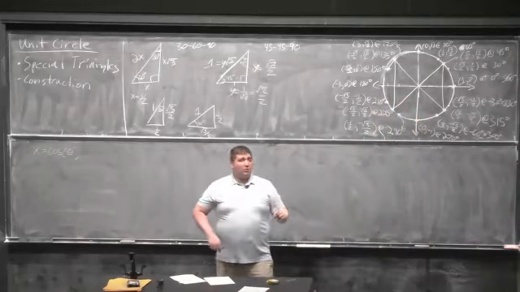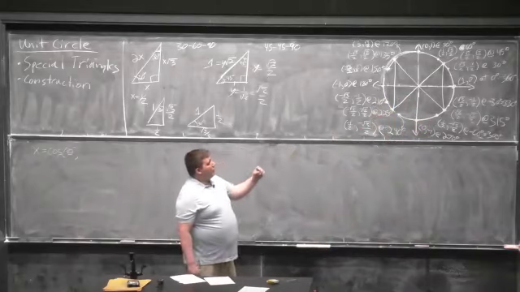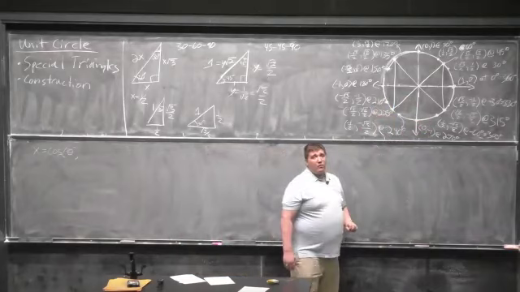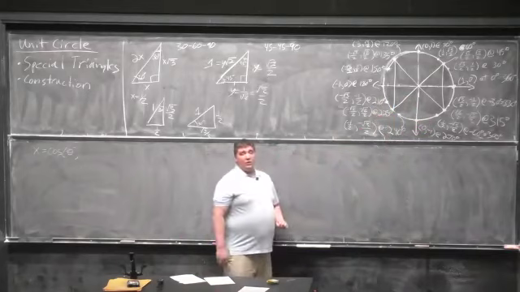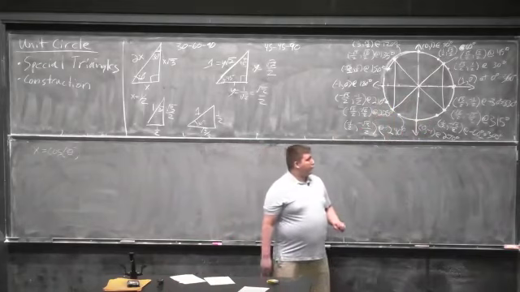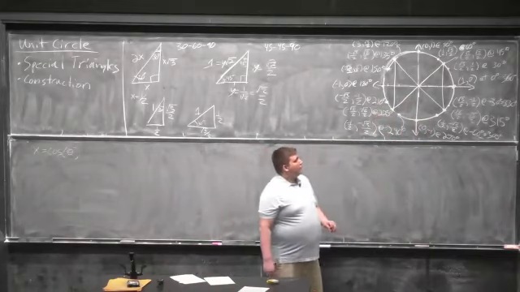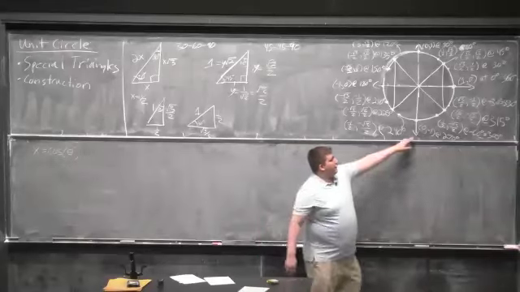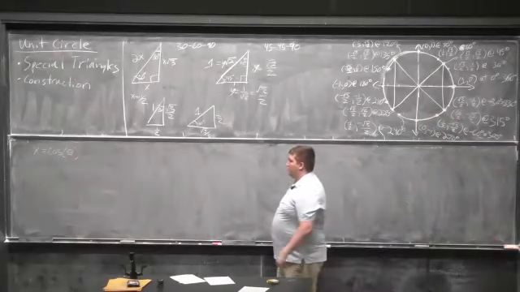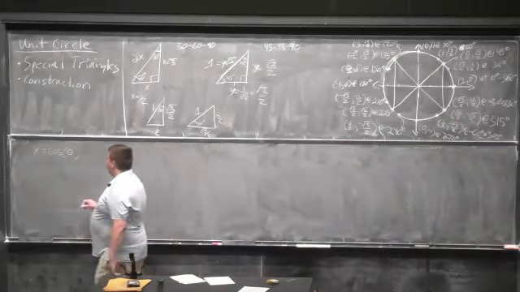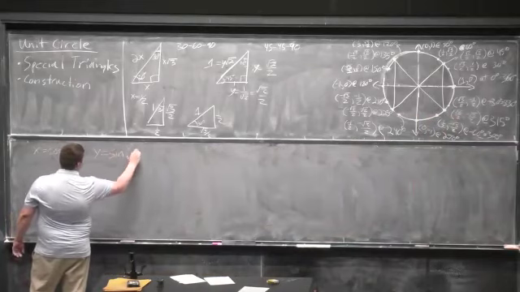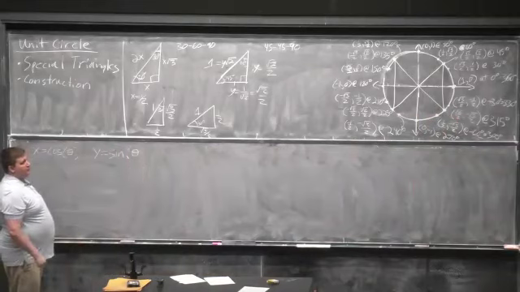So cosine of 0 is 1. Cosine of pi over 2 is 0. Cosine of pi over 4 is square root 2 over 2. Cosine of 300 degrees, well, I can find it right here. It's the x coordinate of these points. Okay. Well, y is equal to the sine coordinate of these points.